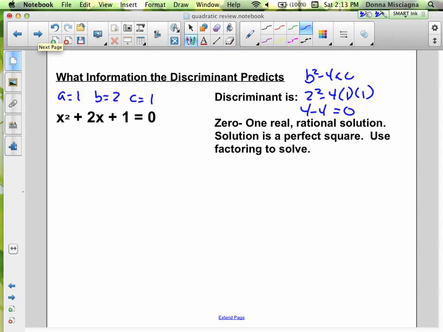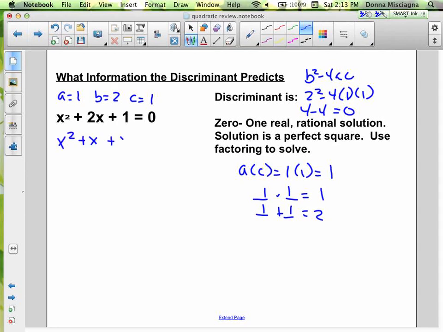I'm going to do factor by grouping, and then I'm just going to remind you of the factoring used for completing the square. And you can use that here, but I'll just use factor by grouping right now. So A times C is going to be 1 times 1, which is 1. Two numbers that multiply to give us 1, add to give us 2, of course, is 1 and 1. So x squared plus x plus 1 equals 0.